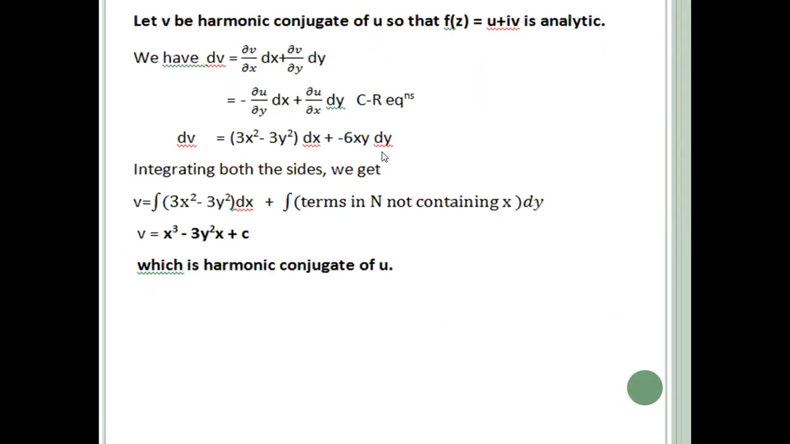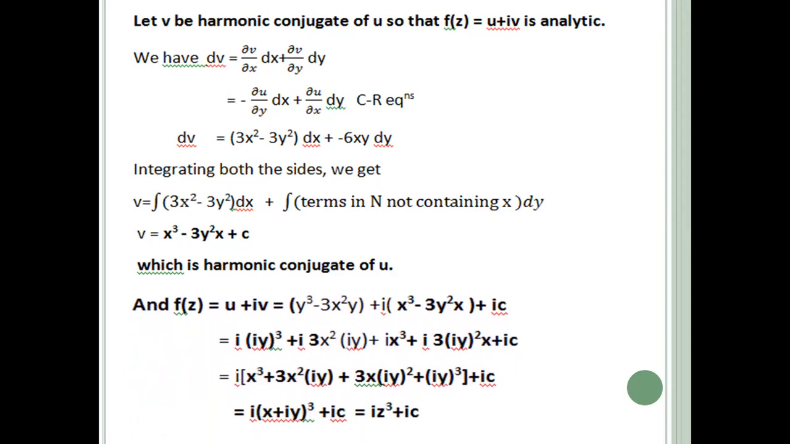And this equation is exact; it is not necessary to verify. You please write here only that it is exact. Hence, integrating, its solution will be v is equal to the integration of m dx plus terms of n not containing x. So no terms, it is 0 you are getting, into dy. So its integration will be x³ − 3y²x, treating y as constant here, and this is 0, and plus some constant c. So this v itself is the harmonic conjugate of u.